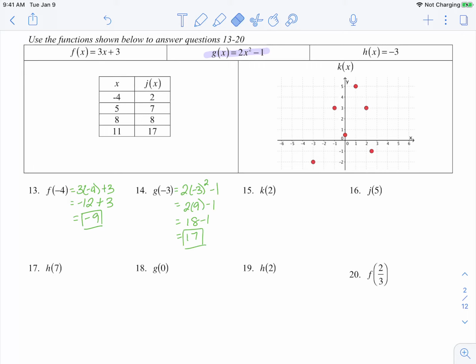Our next one, we have k of 2. So our function k at 2, we're at this point here, (2, 3). So k of 2 is 3, our output, or the y value. 16, we have j of 5. So for this one, I'm looking at function j, and I can see when I input 5, my output is 7. So this one is 7.